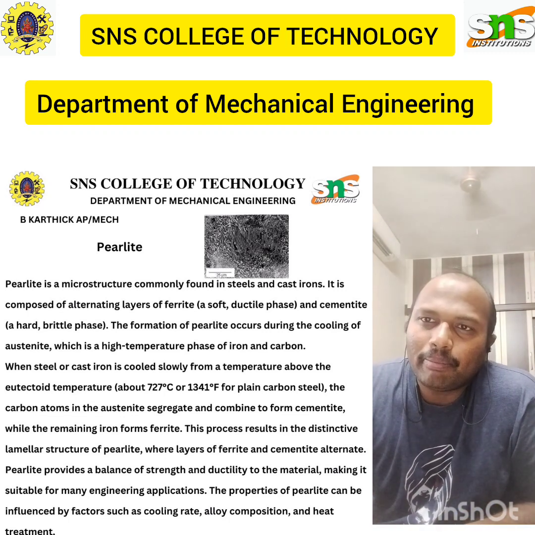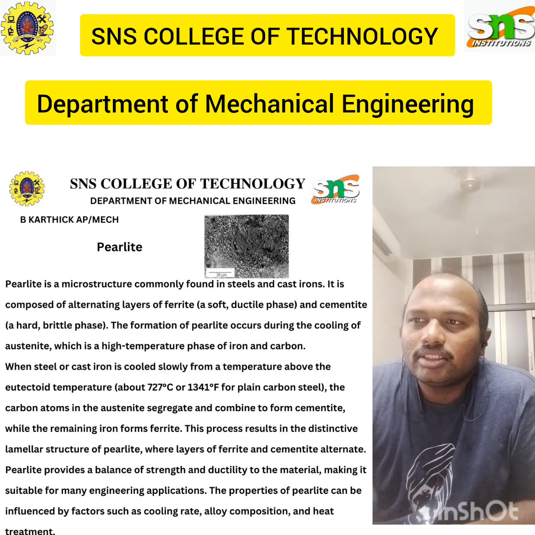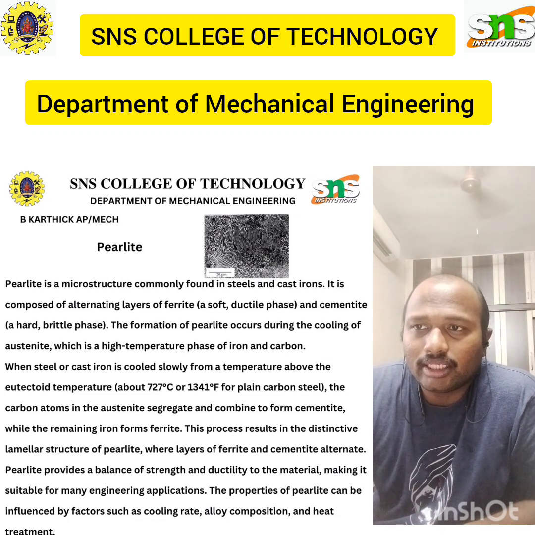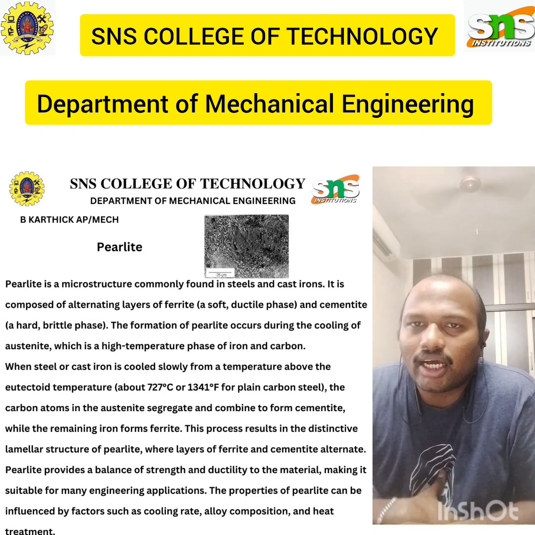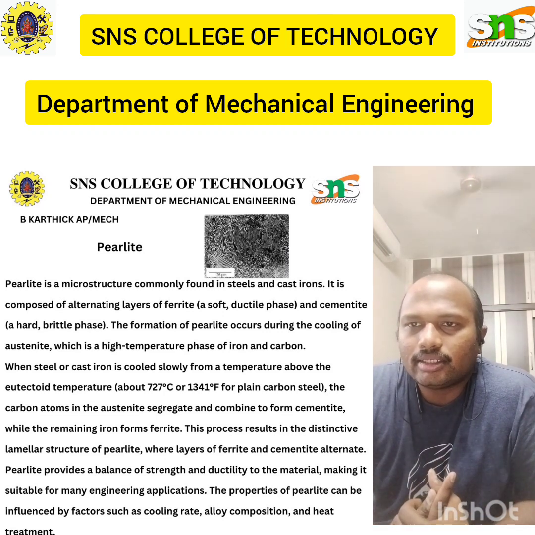And when we take strength and ductility into the picture, pearlite offers a balance between strength and ductility. It is stronger and harder than ferrite, but not as strong as martensite. Its ductility is higher than that of martensite, making it more suitable for certain applications where toughness and formability are desired. The pearlite forms during the eutectoid reaction.